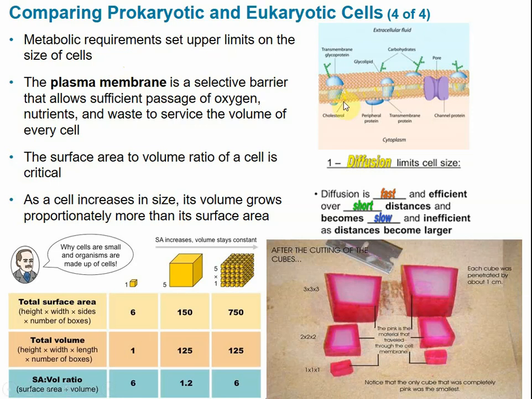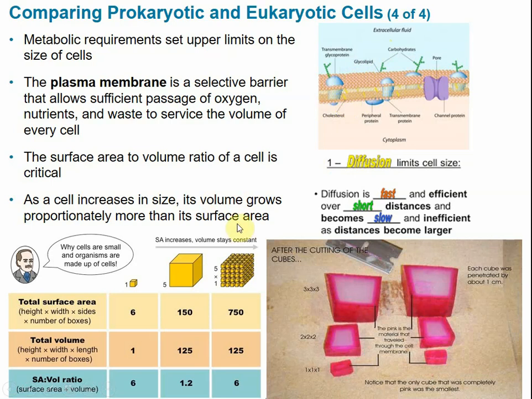We said the plasma membrane is that selective barrier that's going to separate inside cellular components from the outside environment. So it's selective in that it allows only certain substances in and out of the cell. So things like oxygen, nutrients, and waste. So the surface area to volume ratio of a cell is going to be critical in making sure that it receives adequate nutrients via diffusion.